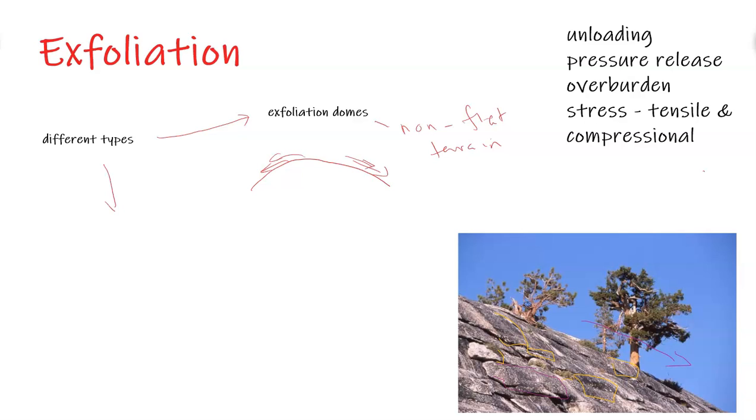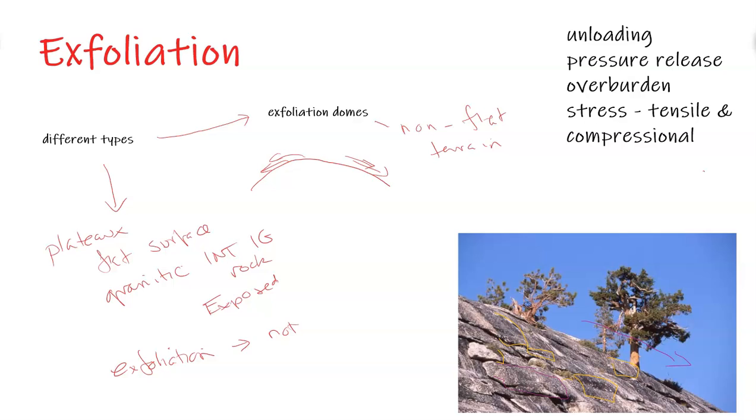However, it does happen where you have more of a plateau or a flat surface where this granitic, intrusive igneous rock is exposed to the elements and can have exfoliation occur on the surface layers. Now, this will not be as dramatic and not as obvious as an area that has a very steep slope, like the picture on the right hand side, which is a dome, but it can still happen with this.